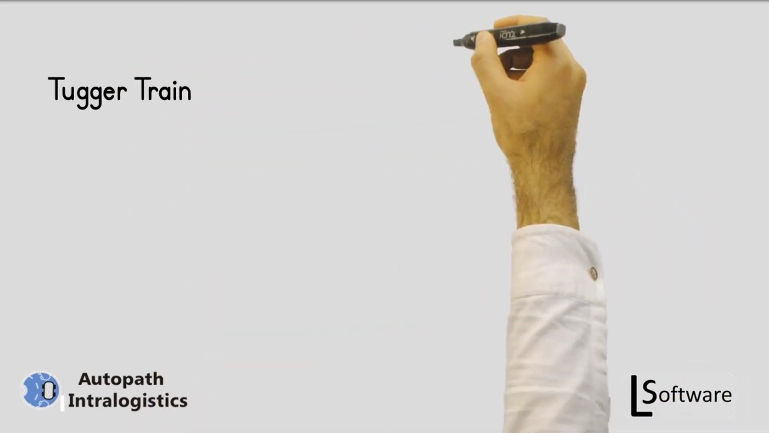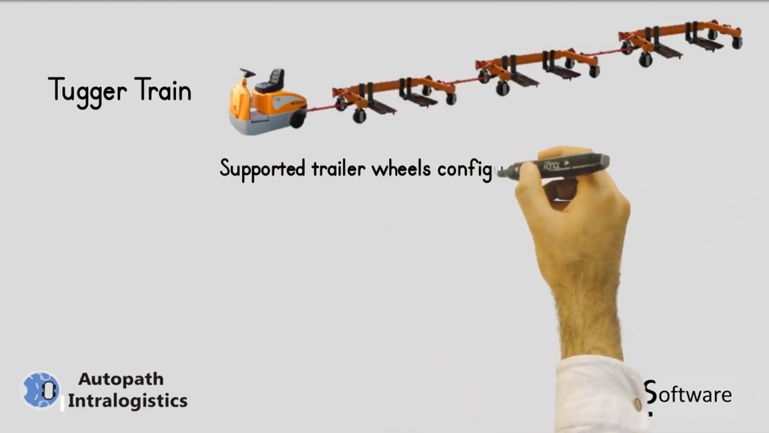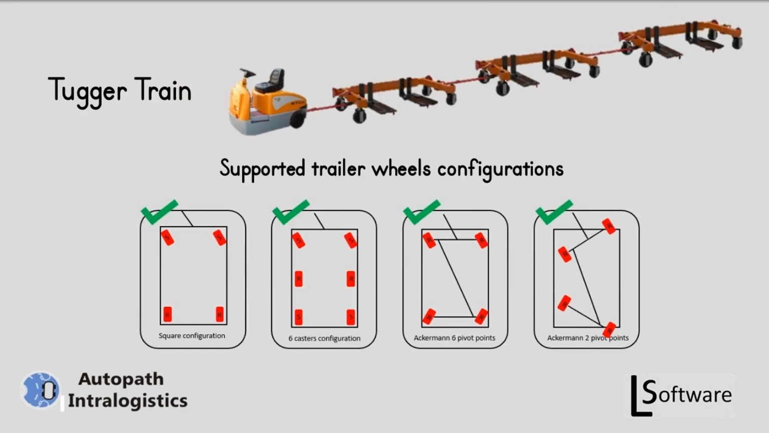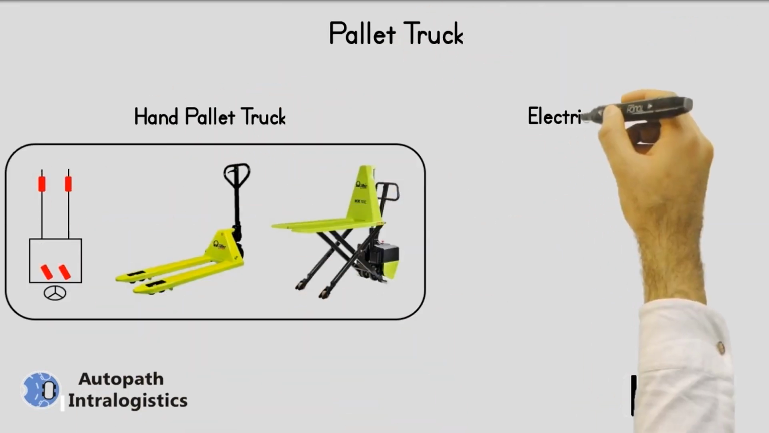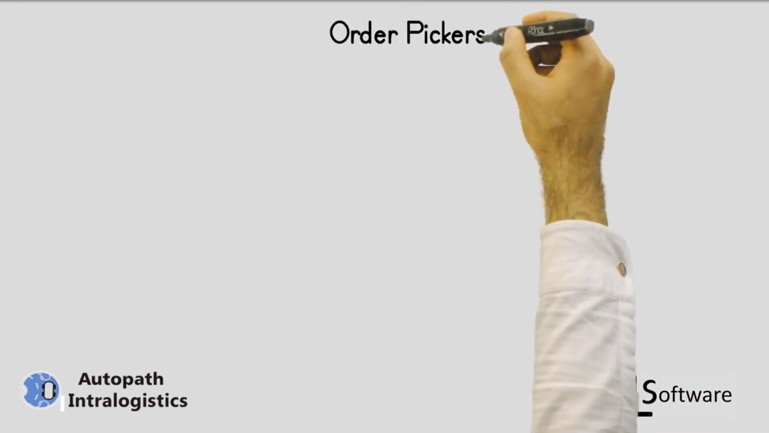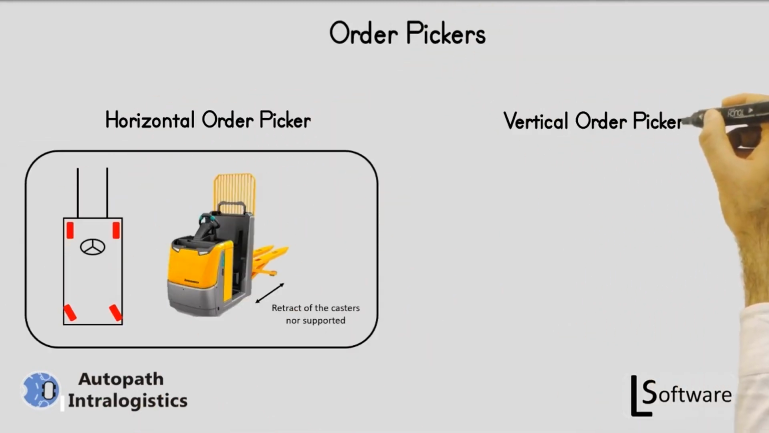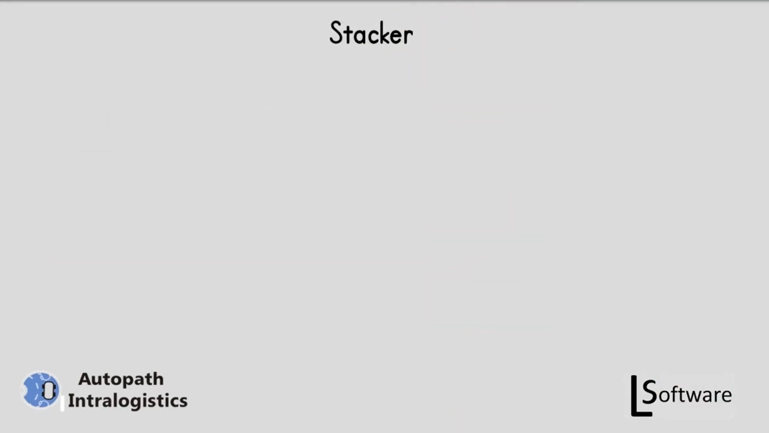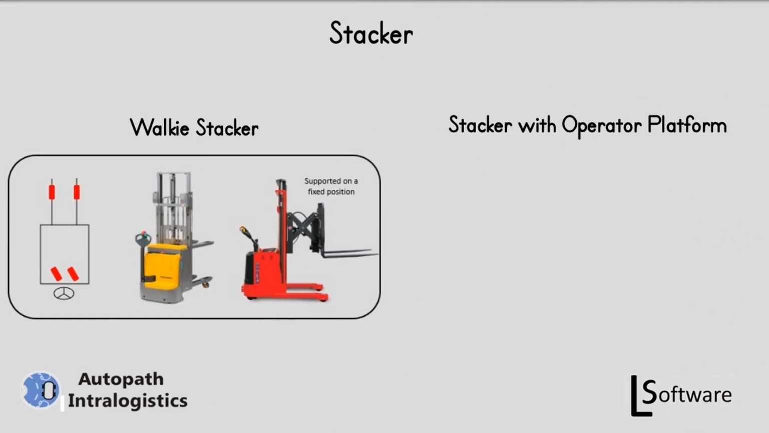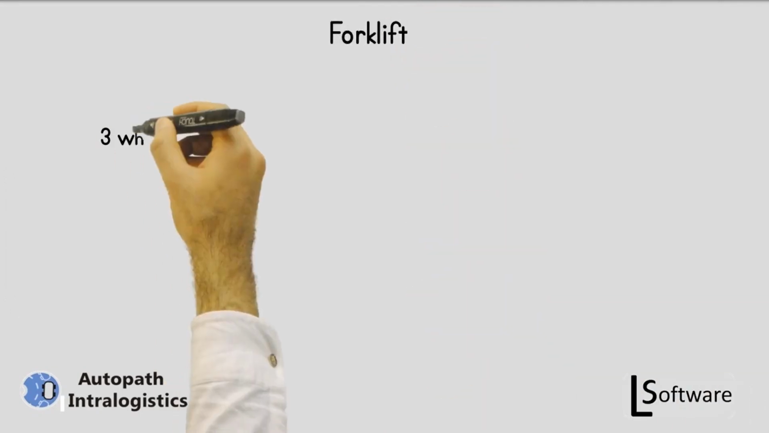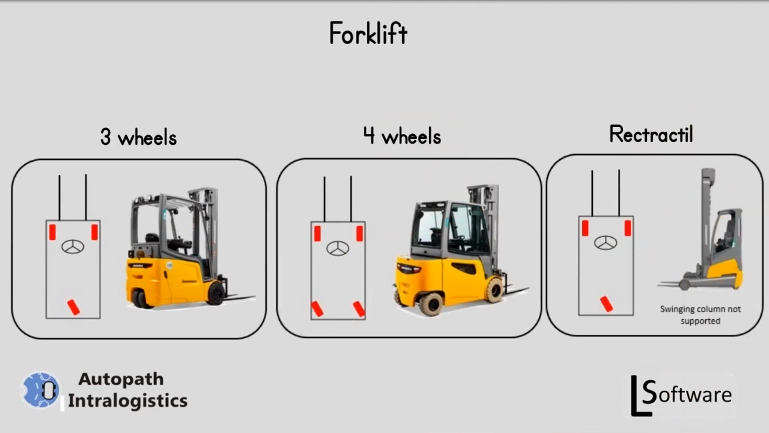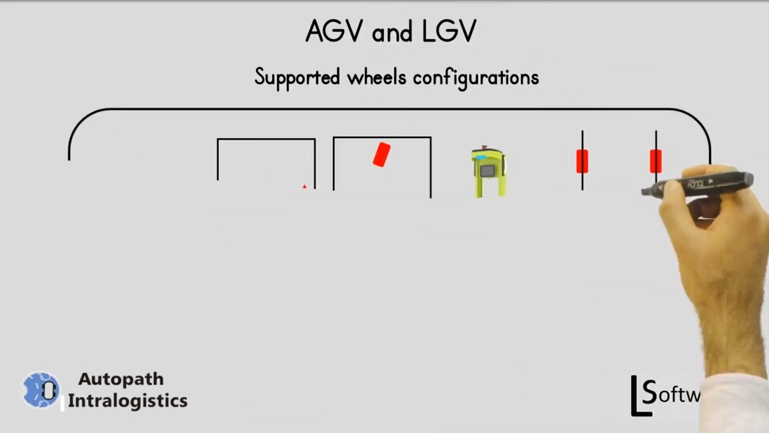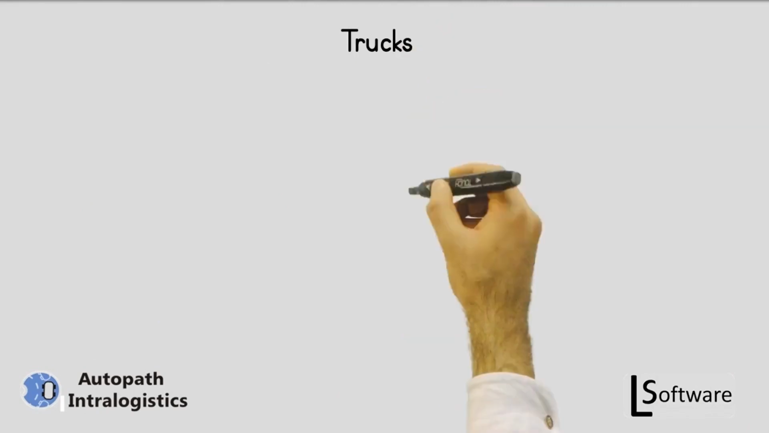In Autopath Intralogistics, there are various types of vehicles that are supported and can be edited, such as tugger trains with square configuration, 6 casters configuration, Ackerman 6 pivot points and Ackerman 2 pivot points, hand pallet truck, and electric pallet truck, horizontal order picker, and vertical order picker, walkie stacker, and stacker with operator platform, 3 wheels forklift, 4 wheels forklift, and retractile forklift, AGV and LGV with different configurations of wheels, different trucks.